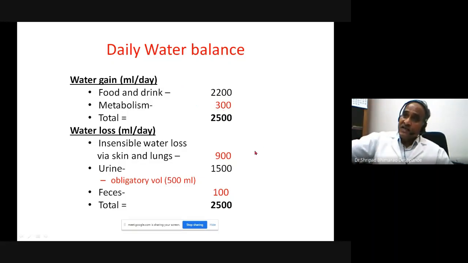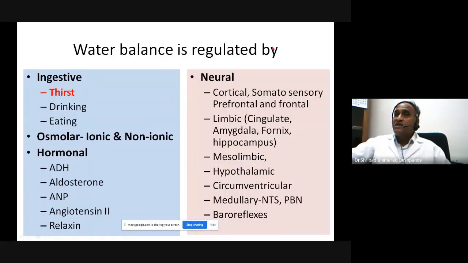So considering the water balance, now we just move on. The water balance is regulated by a number of mechanisms. I have listed the number of mechanisms. One, by ingestive behavior, by the osmolar activity, the osmolality of the extracellular fluid and the plasma. This osmolarity depends upon ionic components, that is electrolytes, or non-ionic, that is non-electrolytes. That means glucose, mannitol, or urea. They are non-electrolyte molecules, and they will contribute to the osmotic activity.